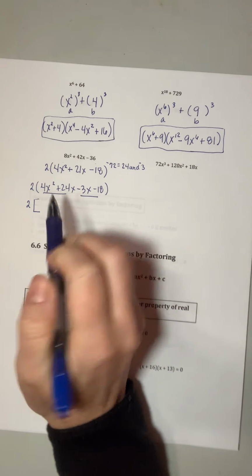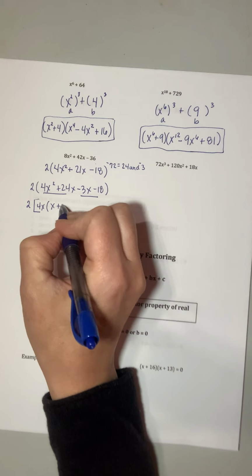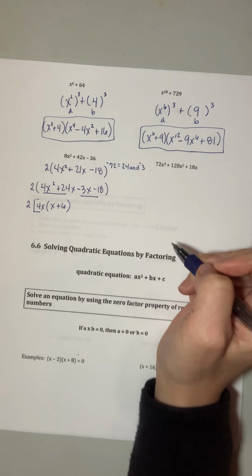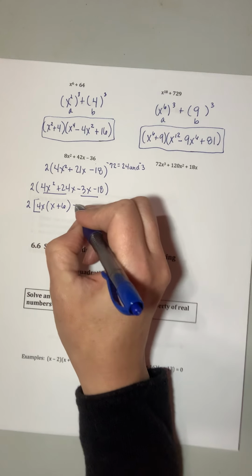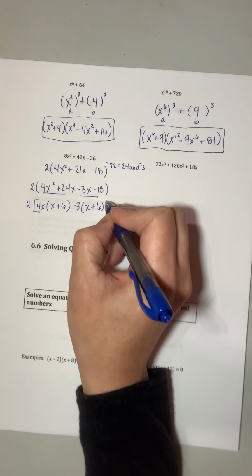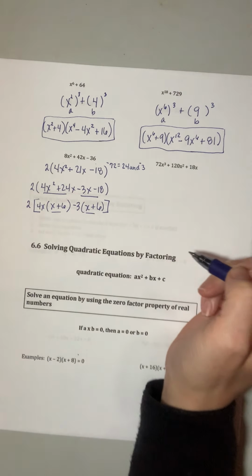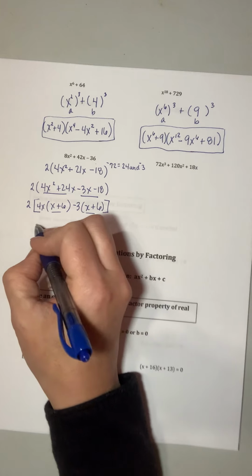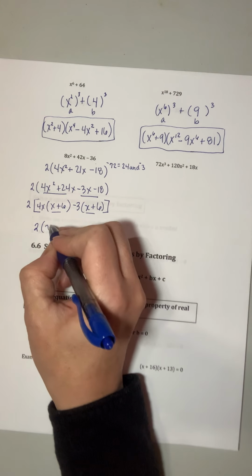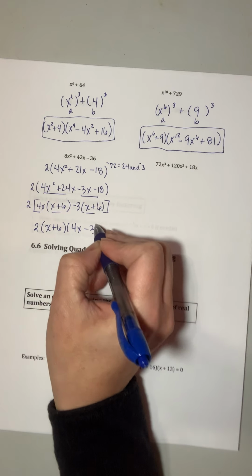What can I take out of these 2? I can take out 4x, leaving me with x plus 6. What can I take out of these 2? I can take out negative 3, leaving me with x plus 6. And now that those 2 are what we have in common, you'll put those at the front. Still keep your 2, x plus 6, and then put what's left, 4x minus 3.